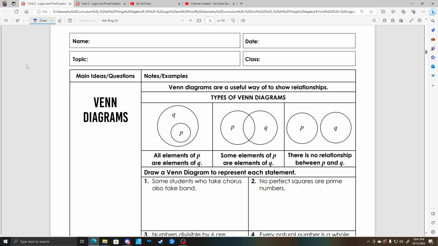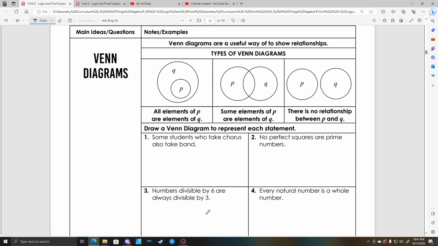So Venn diagrams are very useful ways to show the relationships between things. And we can use our logical conditional statements and things like that to understand the connections between these. Now, if we look at some of these examples, the first one, we see a circle with a P in it inside a circle with a Q. And what that means is that every element of P is also an element of Q. So all squares are rectangles, right? All squares being P, all rectangles being Q.